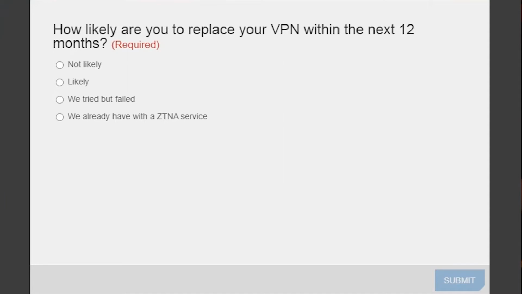How likely are you to replace your VPN within the next 12 months? So, in the next year: not likely, likely, maybe you already tried to do it but it didn't work out, or you already have a ZTNA service. John, do you want to elaborate on what you mean when you say ZTNA?